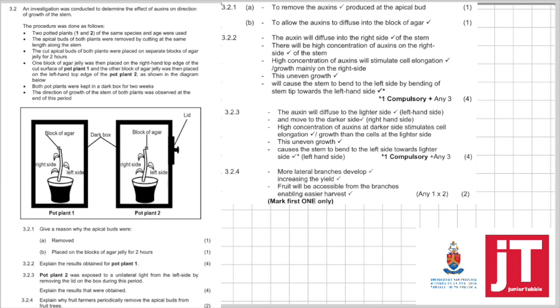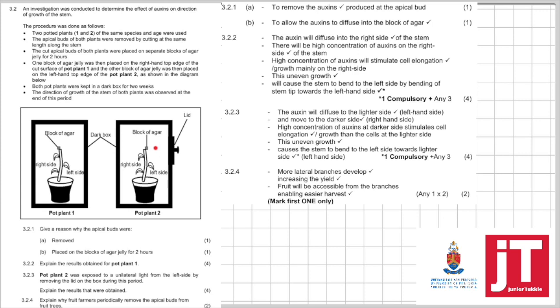3.2. An investigation was conducted to determine the effect of auxins on direction of growth of the stem. The procedure was done as follows. 2 potted plants, 1 and 2, of the same species and age were used. The apical buds of both plants were removed by cutting the same length along the stem, as you can see. The cut apical buds of both plants were placed on separate blocks of agar jelly for 2 hours.